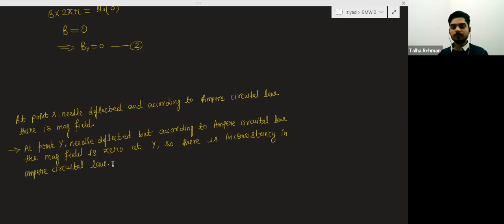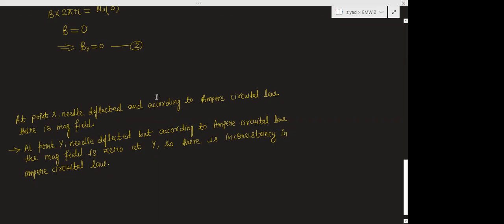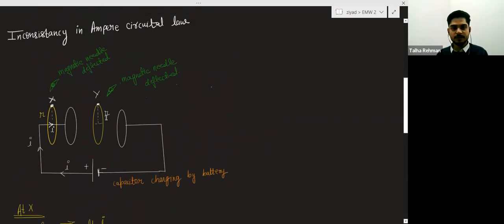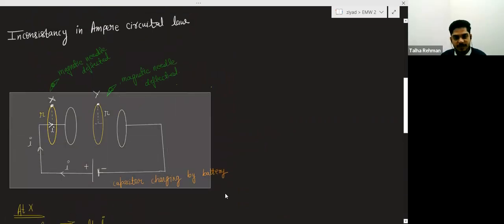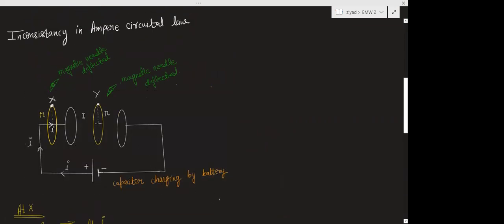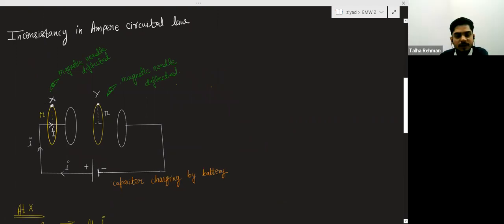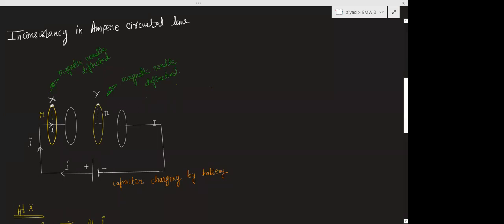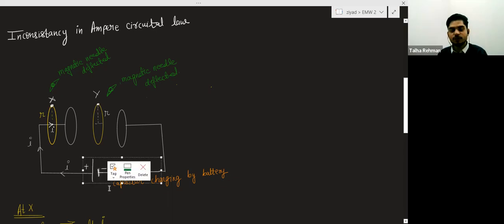Sir, can you just explain the diagram once again? Only the diagram, okay, no problem. Basically, you should know what this is. This is a parallel plate capacitor, and this is the charging condition of the capacitor.